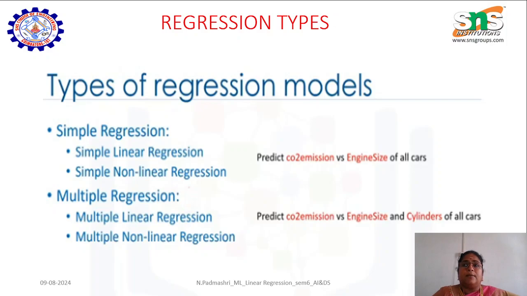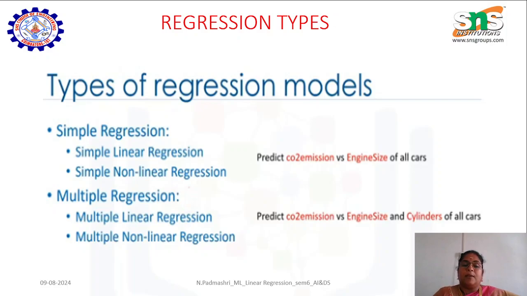Then we are going to see the classification of regression. There are two types of regression models: simple regression and multiple regression. Simple regression can again be classified into two types: simple linear and simple non-linear regression. Multiple regression is also classified into two types: multiple linear and multiple non-linear. We'll just see only the definitions. What is a simple regression, what is a simple linear, and what is a multiple linear regression?